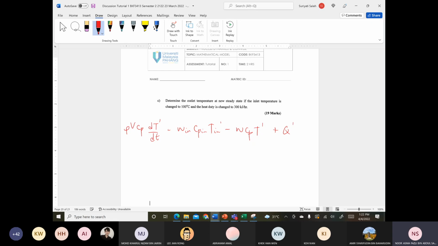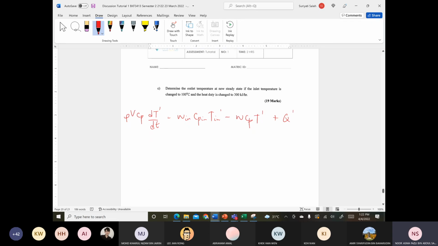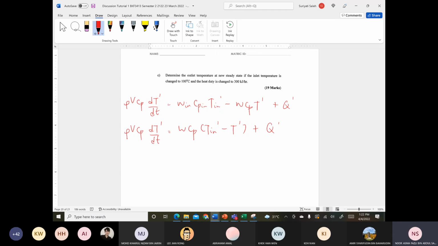So like I said before, because the W is the constant mass flow rate, the Cp can also be assumed similar. We can do factorization. So this equation becomes rho V Cp dT prime over dt equal to W Cp times T in prime minus T prime plus Q prime. So based on this, once we obtain the equation in the deviation form, the next step is to do the Laplace transform.